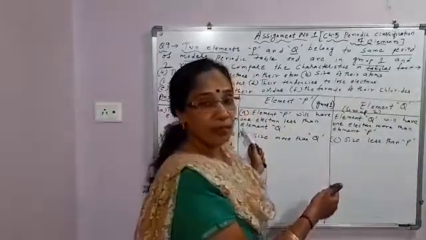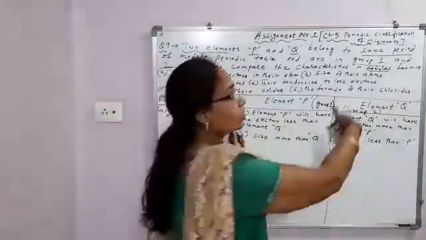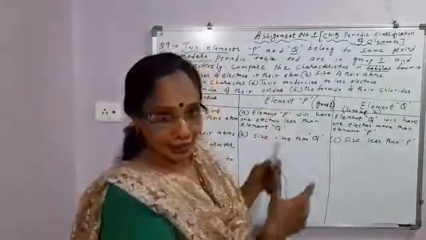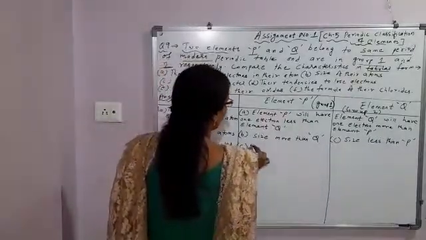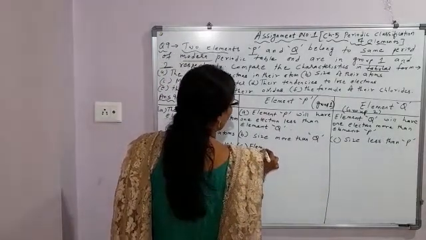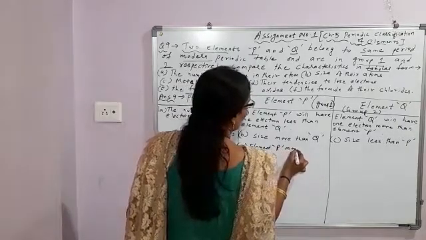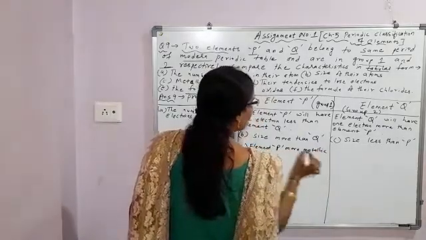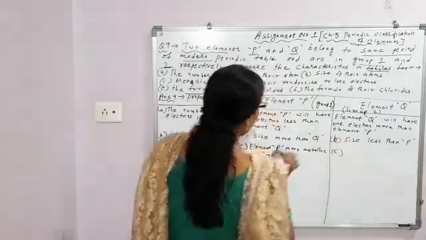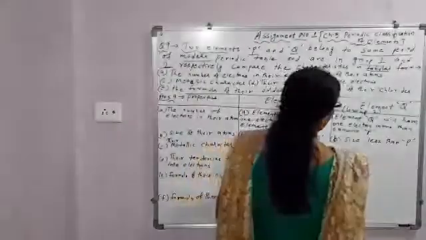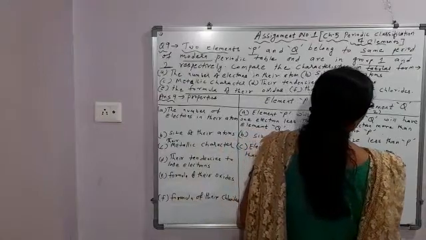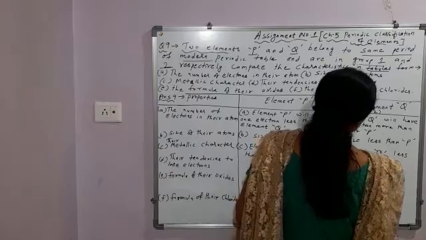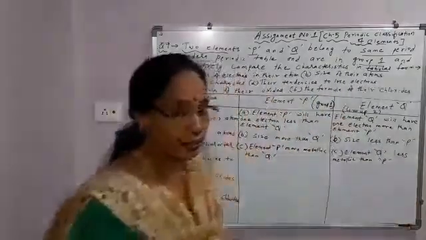So the element on the extreme left is more metallic. The element on the extreme right is least metallic. So P will be more metallic than Q. And here element Q is less metallic than P. This way only you can give the answer.